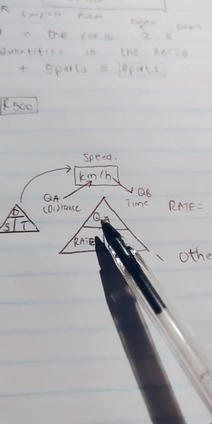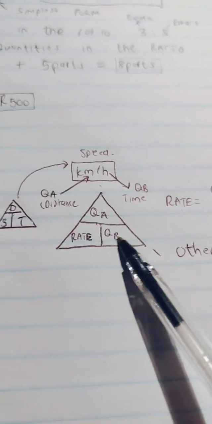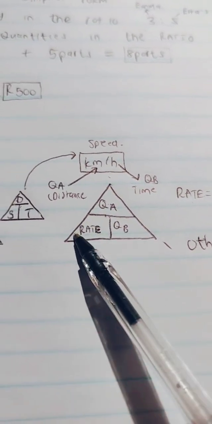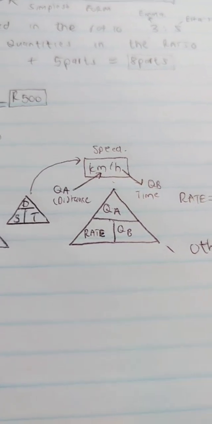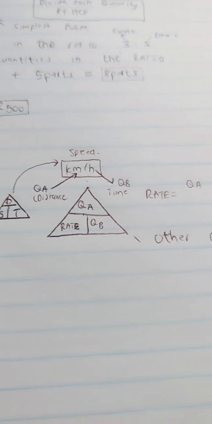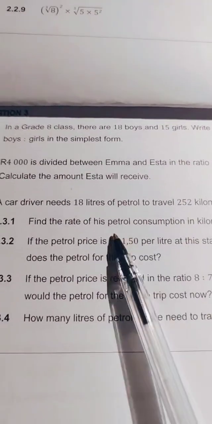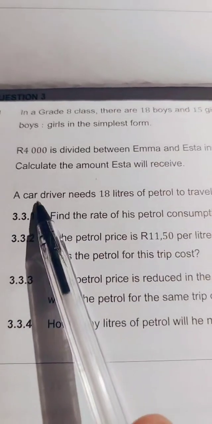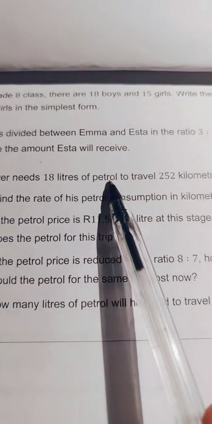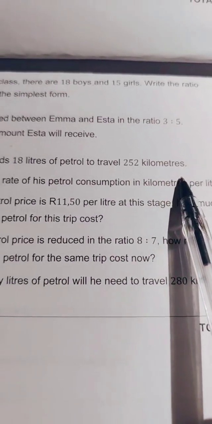The general triangle says quantity A at the top, quantity B at the bottom, and our rate here on the left corner of the triangle, left bottom. Okay, so let's come here and read the question so that we can assist ourselves in calculating the rate. The question says a car driver needs 18 liters of petrol to travel 252 kilometers.